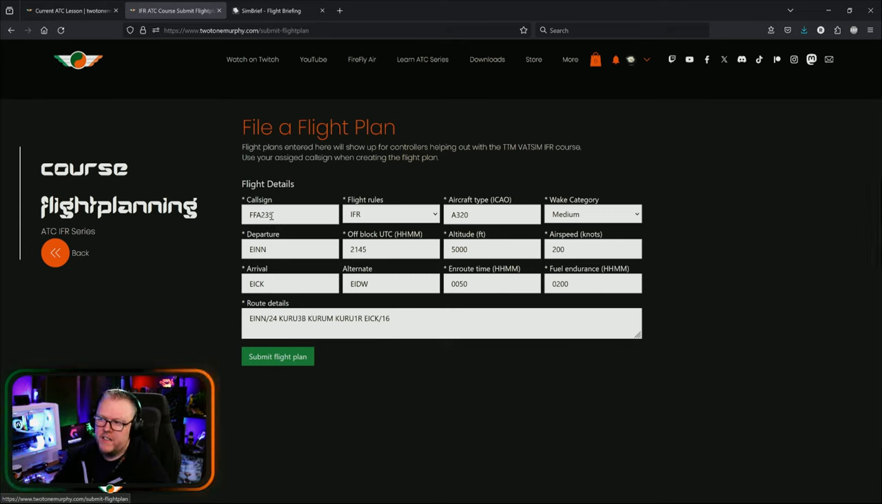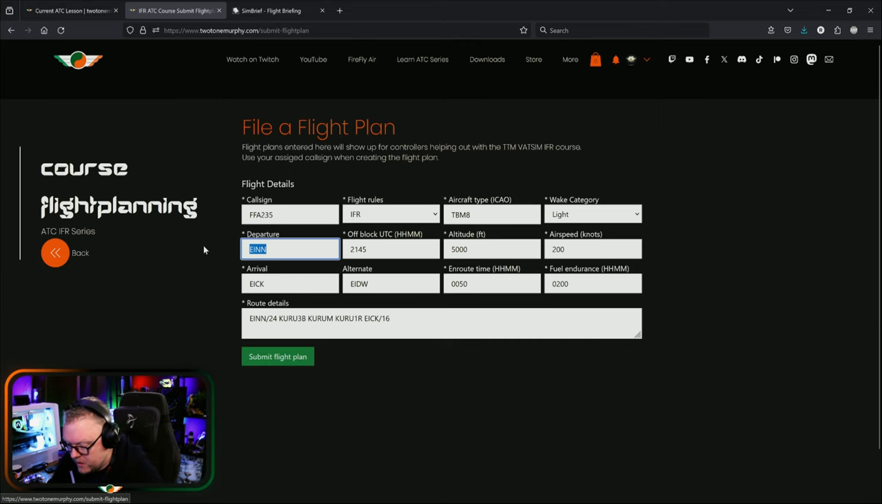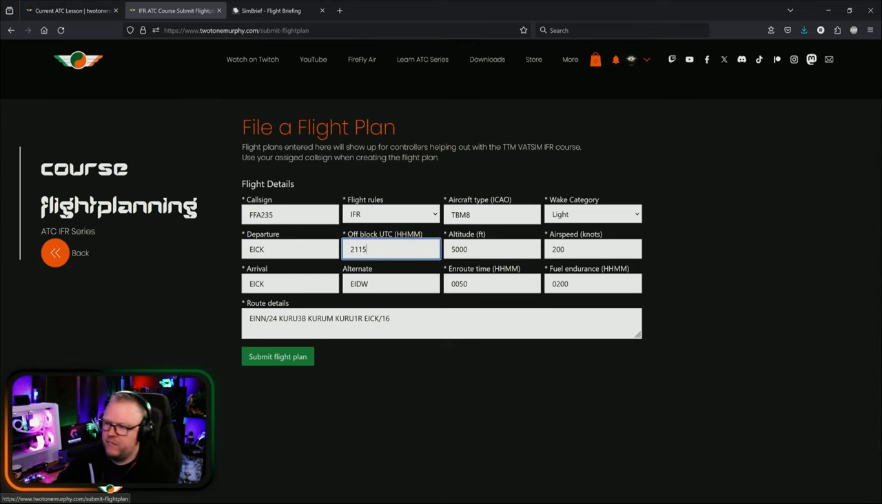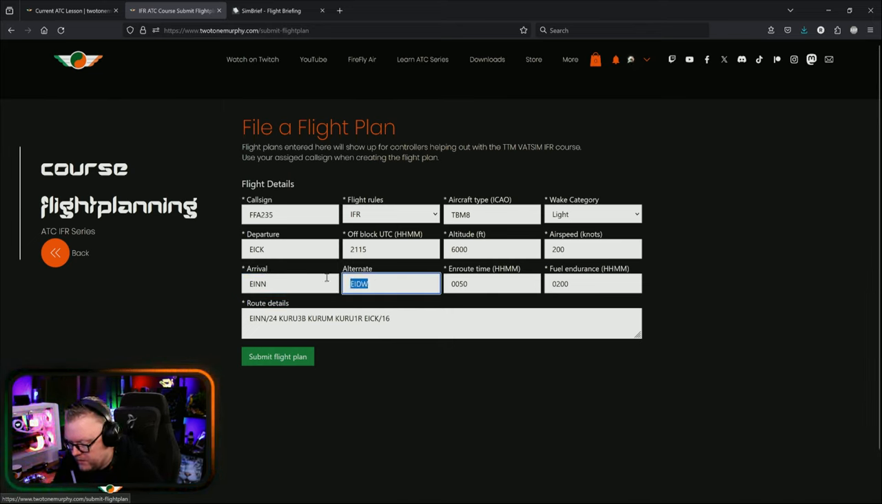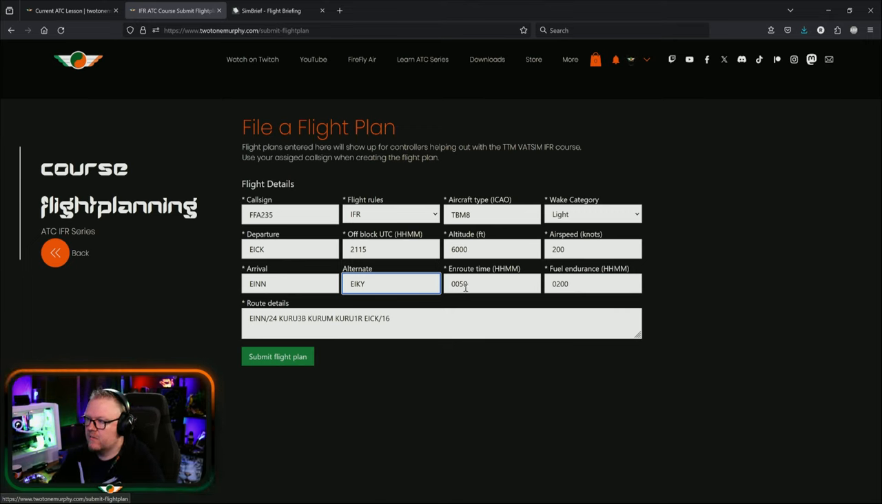So, Firefly 235, I'm IFR. I'm now a TBM 8. Wake is light. Departure, Cork. Departure time, it's going to be 21:15. Altitude, I'm going to go 6,000. Airspeed, 200, give or take. Arrival is going to be Shannon. My alternate, I'm not going to Cork, we'll put in Kerry. En route time is 50 minutes. Fuel endurance, minimum 2 hours.